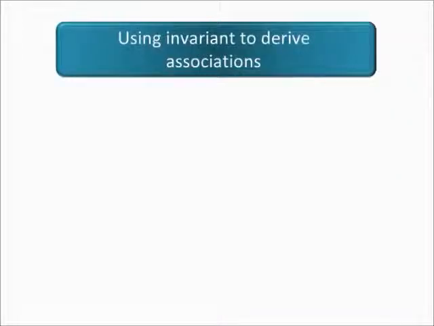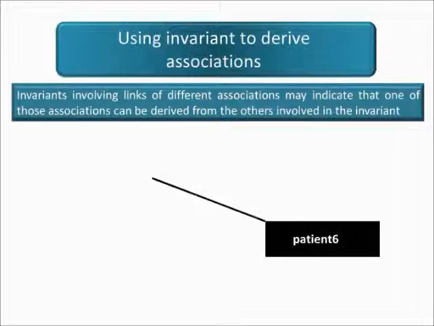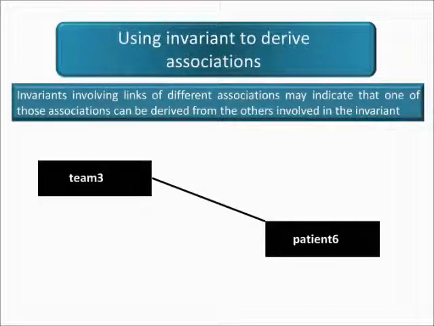Just as there is a relationship between invariants involving attributes and derived attributes, so it is the case that invariants involving links of different associations may indicate that one of those associations can be derived from the others involved in the invariant. Now, consider the case of a particular patient object, say patient 6, linked via the association to a team object, say team 3, which represents the team that cares for the patient.